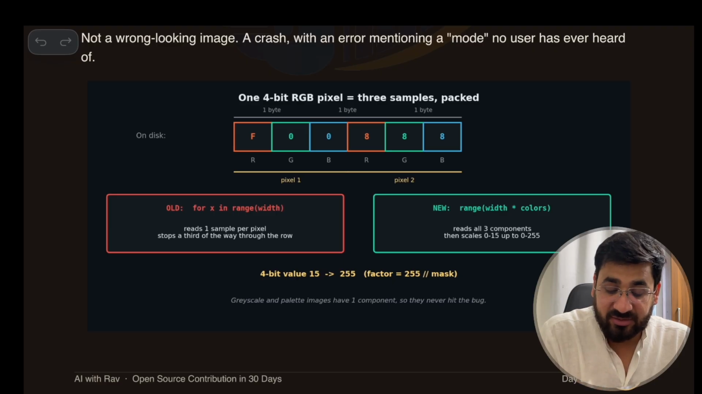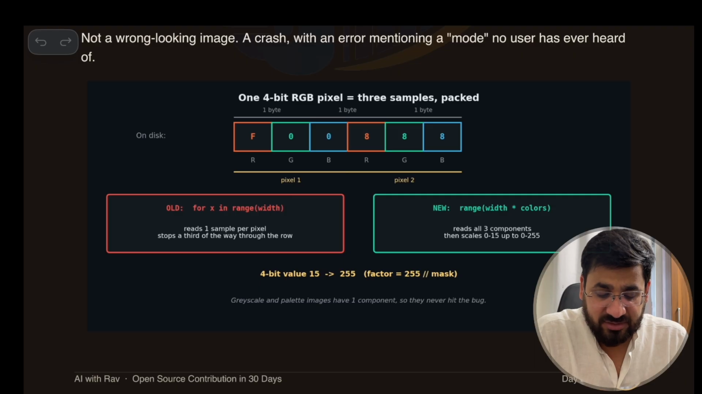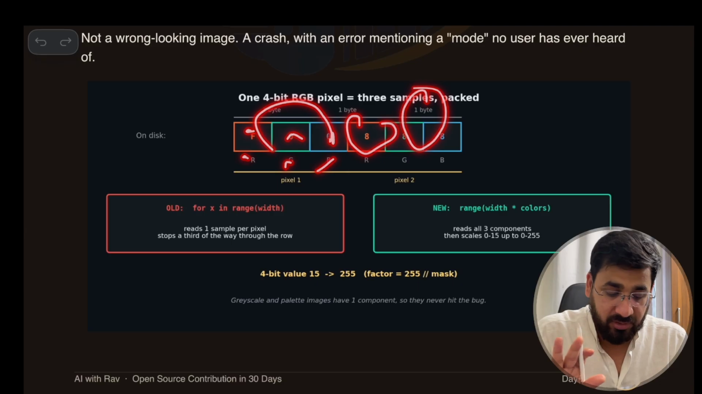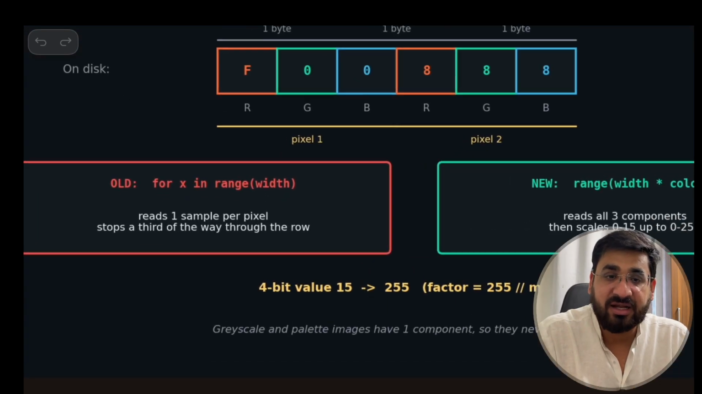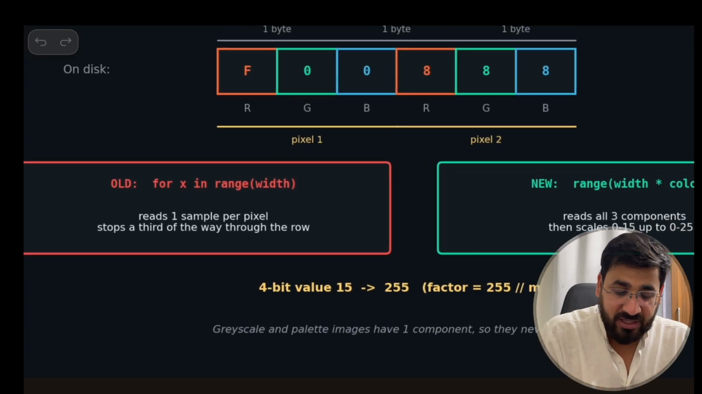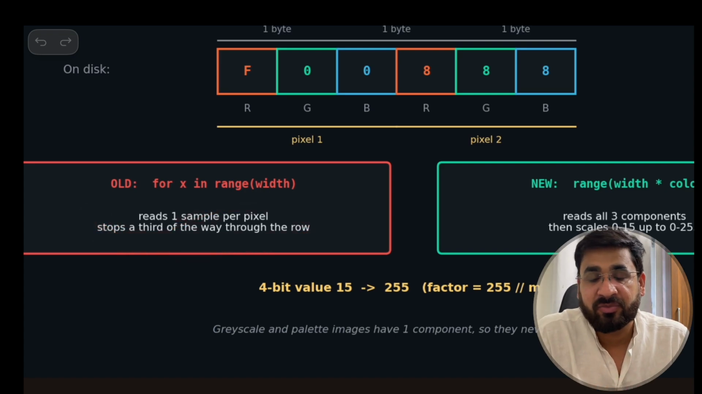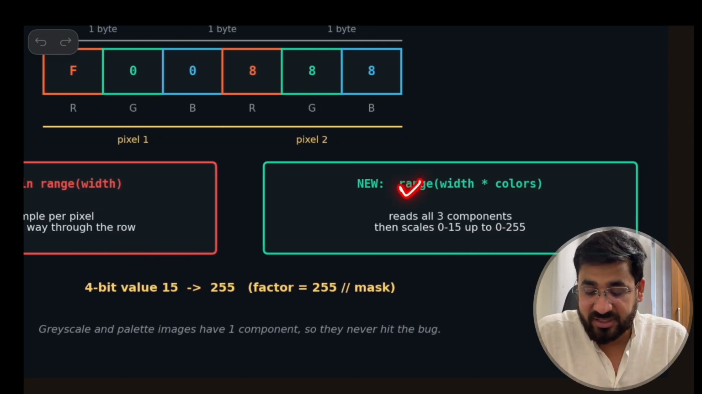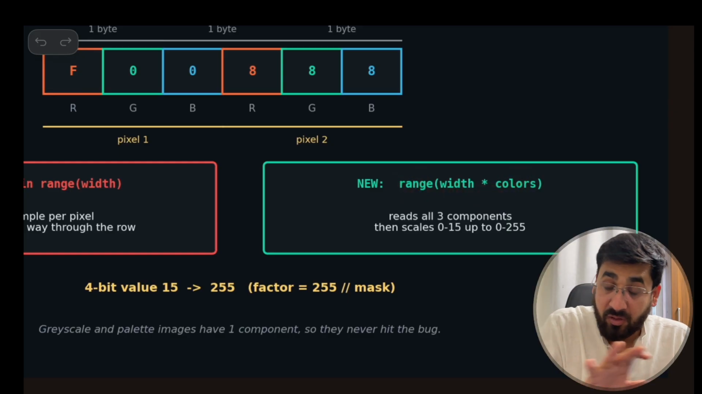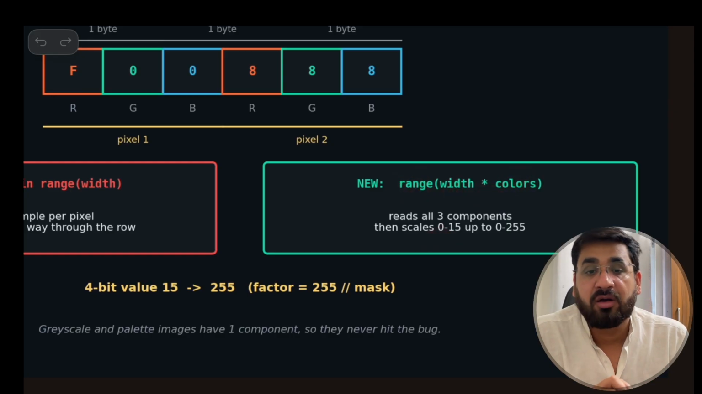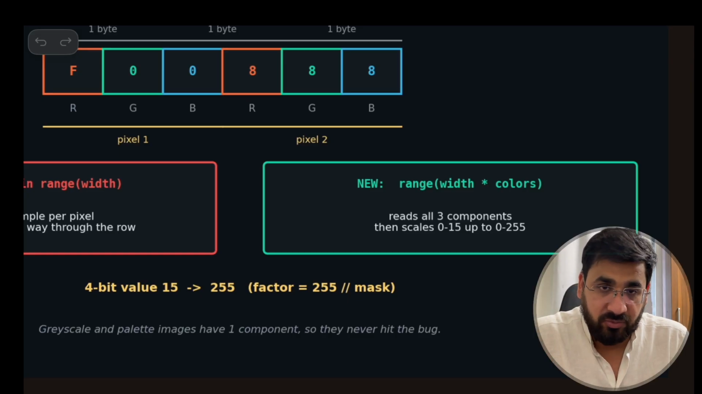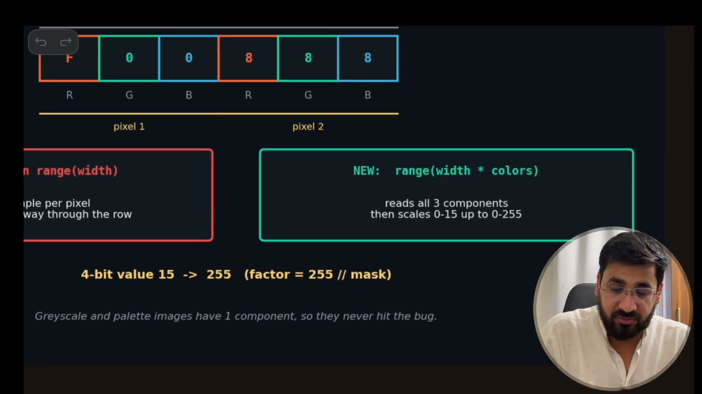So this is the 4-bit RGB pixel. I have given 3 simple examples. Okay, this is RGB, and these are the codes, and this is the value, 3 bytes. Simple. What was the old code? You can see right now. What it was doing was for x in range, it read 1 sample per pixel, stopped a third of the way, and then it threw the error. And the fix I provided was range of width times color, reading all 3 components and then scaling from 0 to 15 up to 0 to 255. I will explain these things one by one now.